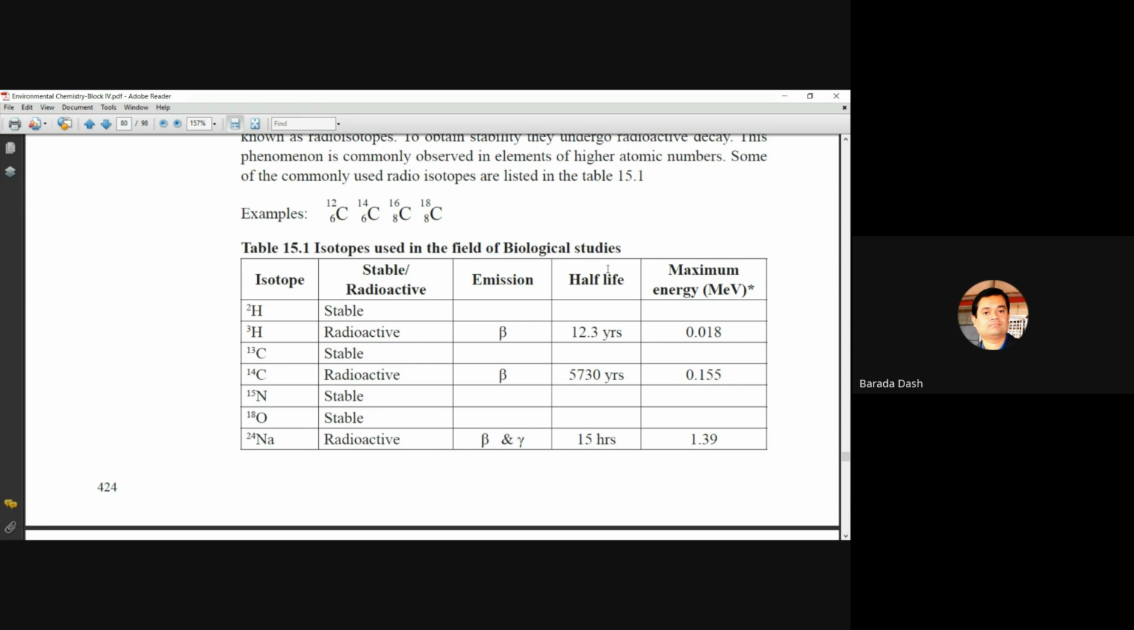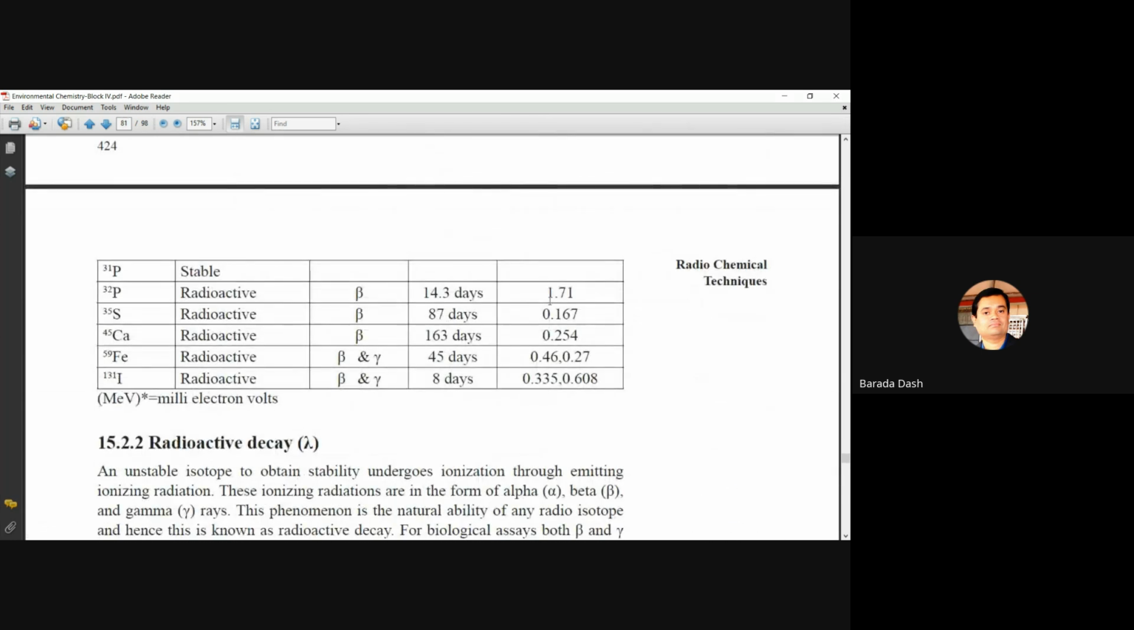Carbon 14 has a half-life of 5730 years. It's long. And sodium 24 has a half-life of only 15 hours. That means if you are taking 1 gram of sodium 24 radioisotope, after 15 hours it will be 0.5 gram. Half of it will be lost due to radioactivity.